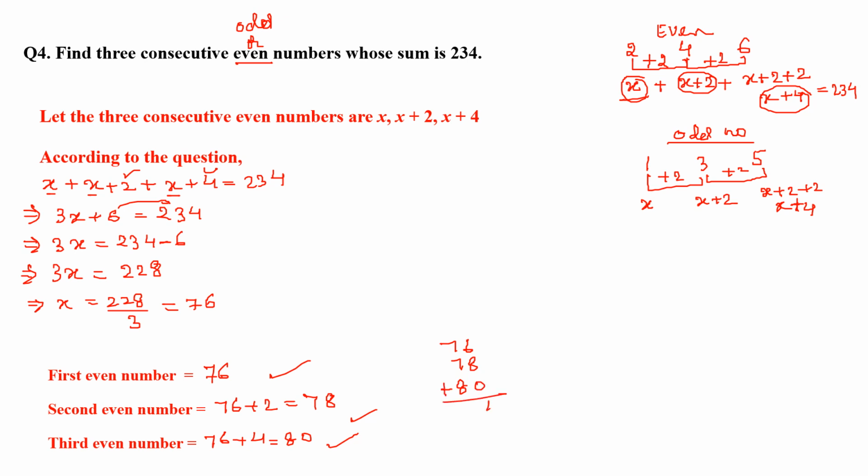So 6 plus 8 is 14. Okay, 7 plus 1, 8, 8 plus 8, 16, and 16 plus 7 will give you 23. So like this you can see your answer is also correct.